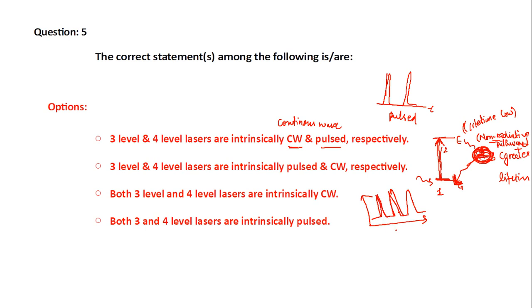So this is what we talked about, the three level system. And in the other case, a four level system, let us consider this is 1, this is 2, this is 3, and this is 4.